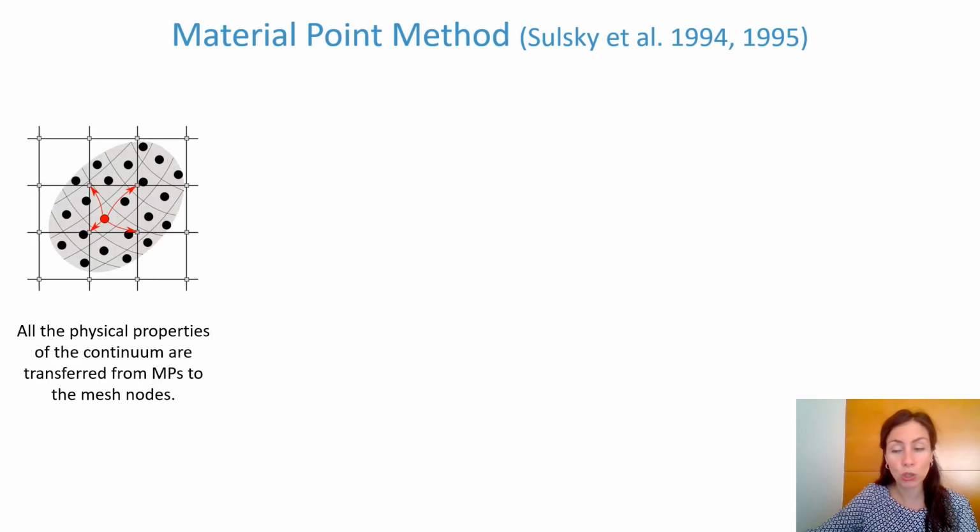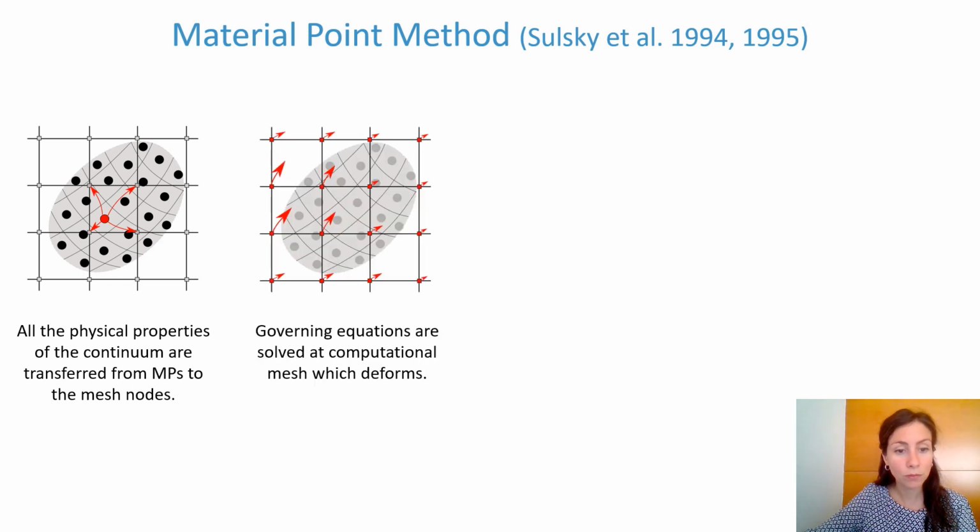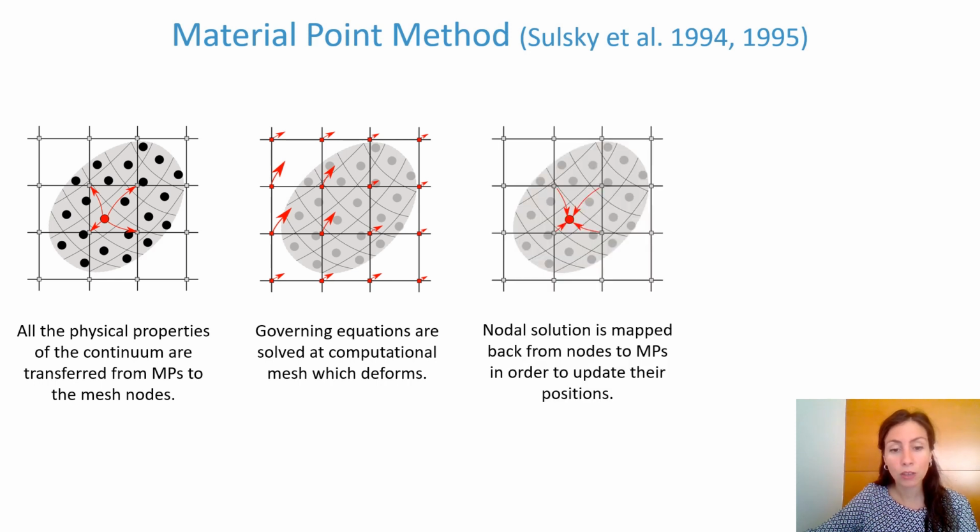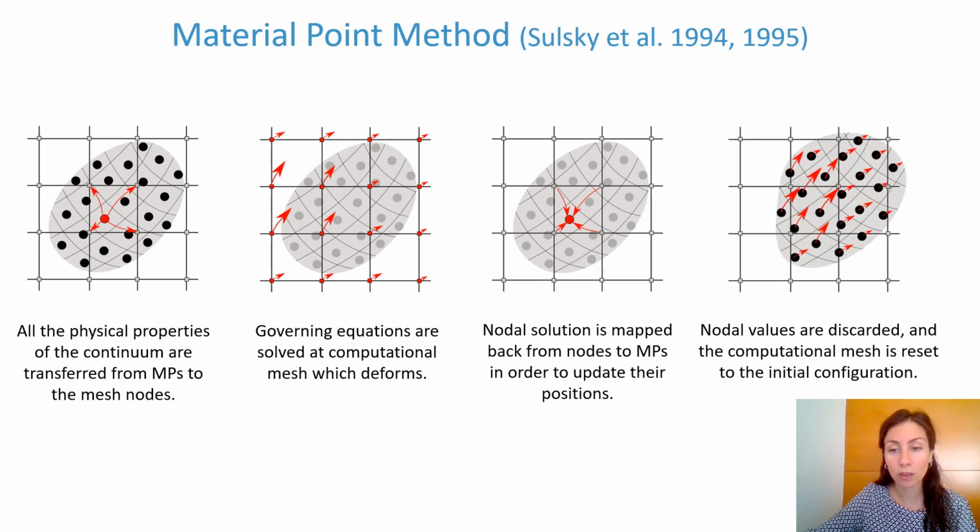Looking at the computational cycle, at the beginning all the physical properties of the continuum are transferred from the material points to the mesh nodes. Then the governing equations are solved at the computational mesh, which deforms. The nodal solution is mapped back from the nodes to the material points in order to update their position. And finally, the nodal values are discarded and the computational mesh is reset to the initial configuration.